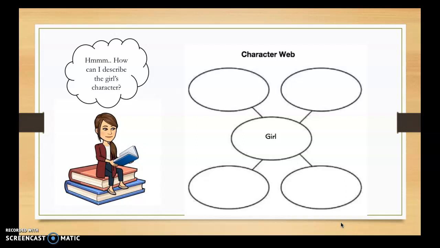When writing about a character or thinking about them, it's helpful to use a graphic organizer like this one. This is called a character web. In this story, I'm going to describe the girl.